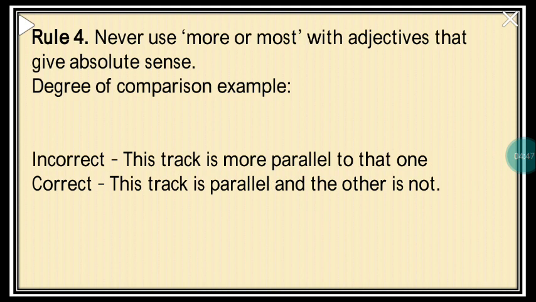Now, rule number 4 says never use more or most with adjectives that give an absolute sense. That means when the word is complete in itself, then you don't have to use more or most with it. Now the example is this track is more parallel to that one. Why is it wrong? Because the word parallel is complete in itself. You know what parallel means. It means like railway tracks. You have two tracks there. So this track is more parallel is wrong. Okay, so the correct sentence is this track is parallel and the other is not. So the word parallel is complete.